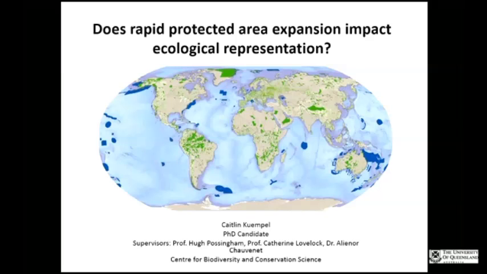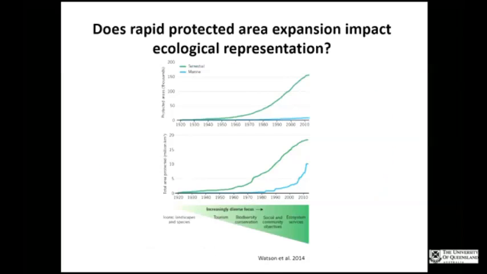So I'm a PhD student over with Hugh in Goddard, and this is some of the work I've been doing for the first chapter of my thesis, looking at how rapid protected area expansion impacts ecological representation. And I'm sure, as most of you know, there's been a rapid increase in both the count and the coverage of protected areas since 1950.